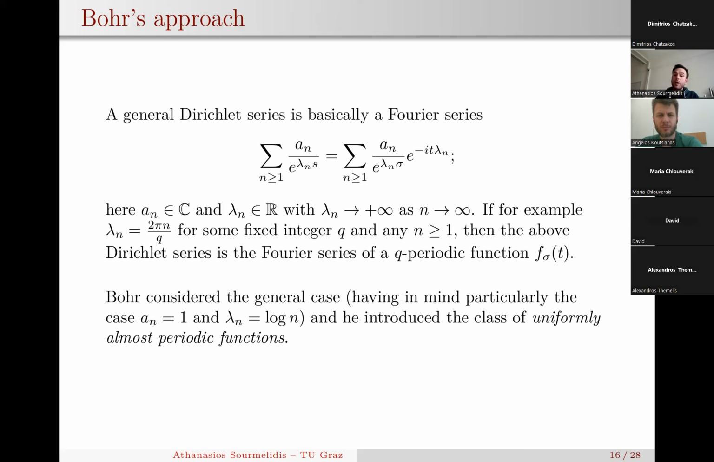All right. So what is the general case? What if lambda n is not 2 pi n over q, but something like log n? He had in mind the Riemann zeta-function. Does this function also behave periodically or almost periodically? And that's how he invented the uniformly almost periodic functions.